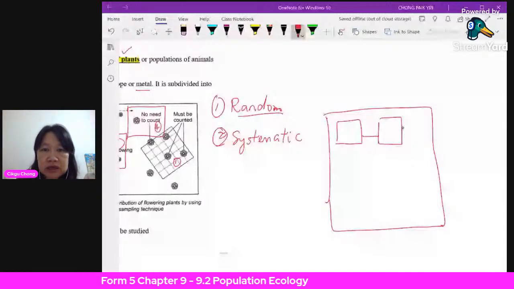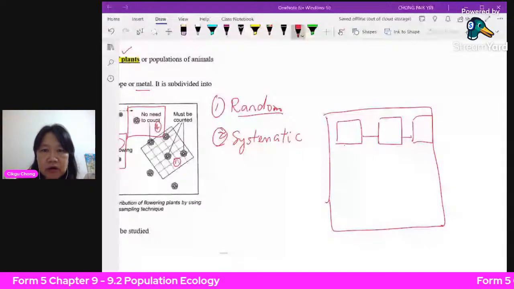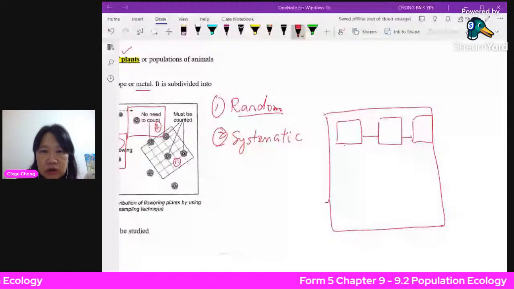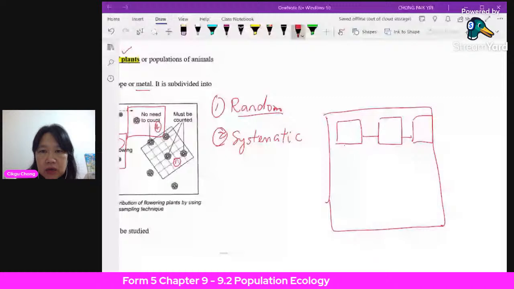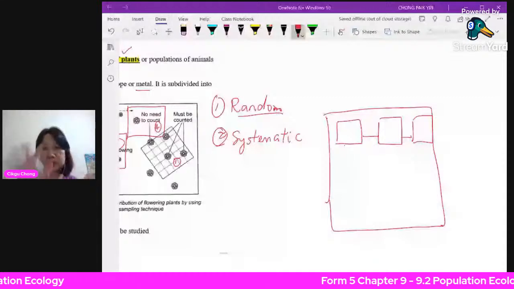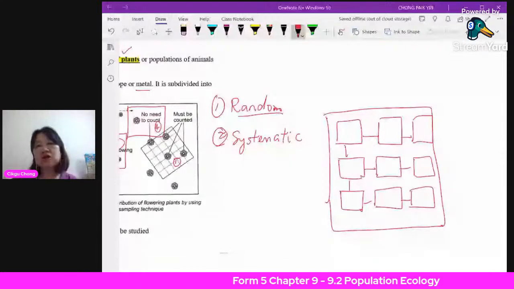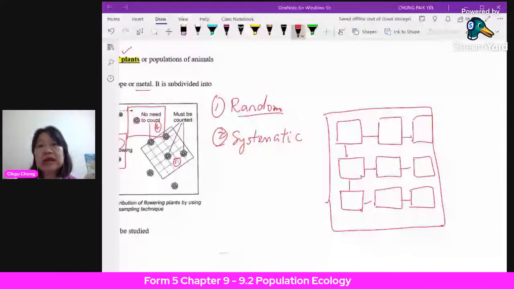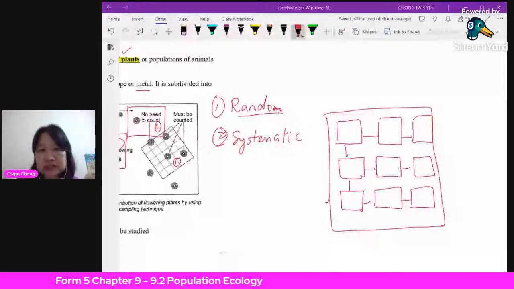So another one, 1 meter. In between here, I do another one, my number 4. Then here, number 5. Here, number 6. So you go through the whole area by putting your quadrat systematically. Make sure the distance is roughly the same. You measure the distance, then you put another one. Measure distance, put another one. This is called systematic. It is more work because you have to measure the distance and so on. So that systematic method also works.